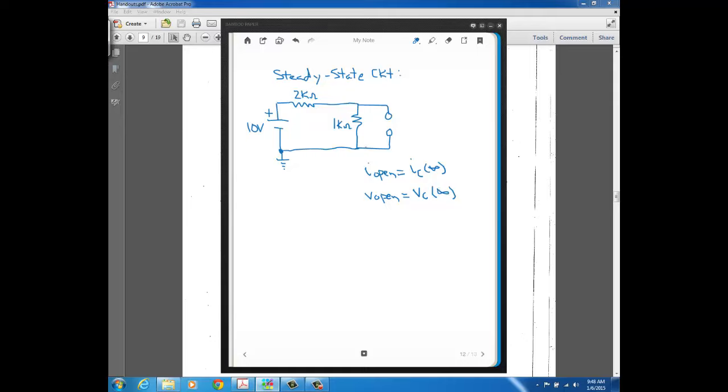Alright, so again, it just becomes an analysis like we've done earlier in the quarter. The easy one, by definition, the current for an open is 0, right? Because it's not a path, so current's not going to flow through an open. And now to get V open, we could just do voltage divider, where the voltage across that open is the same as the voltage across that 1K resistor. So using voltage divider, we would just have 10 volts times 1K over 3K.